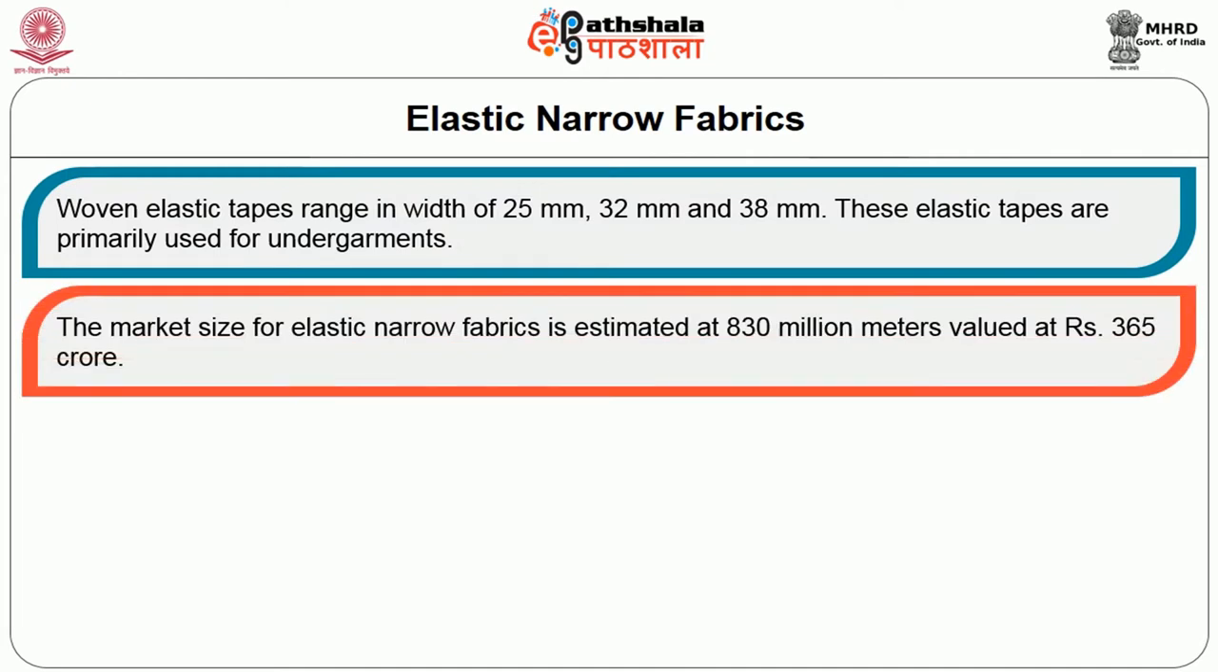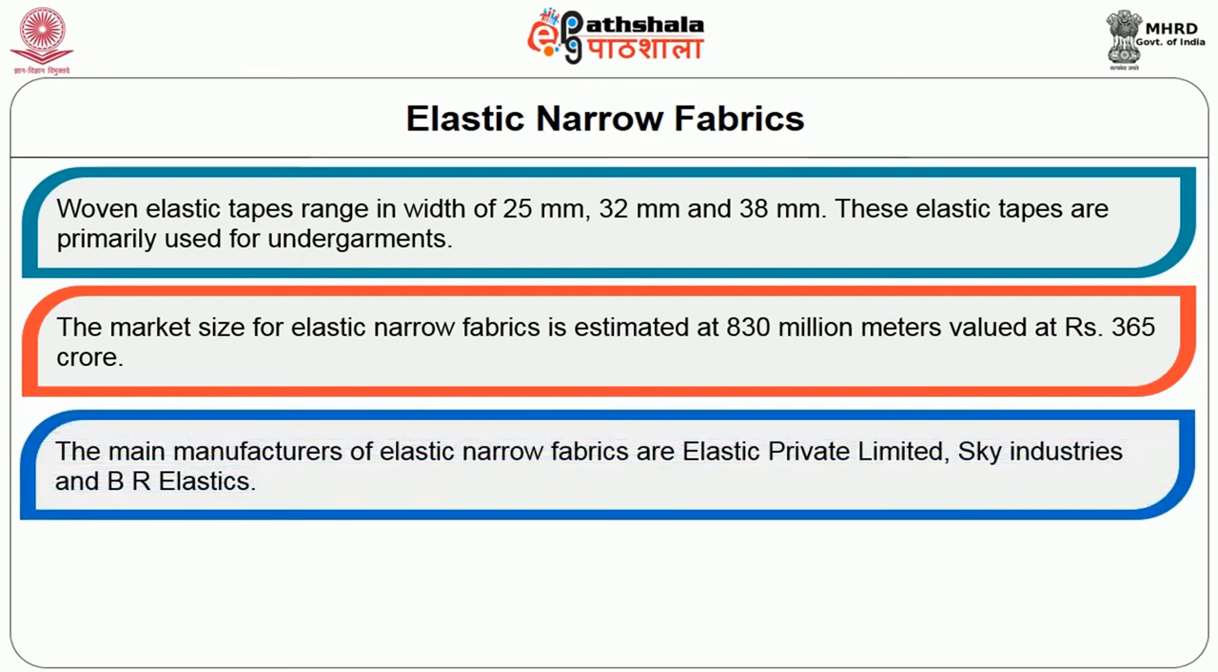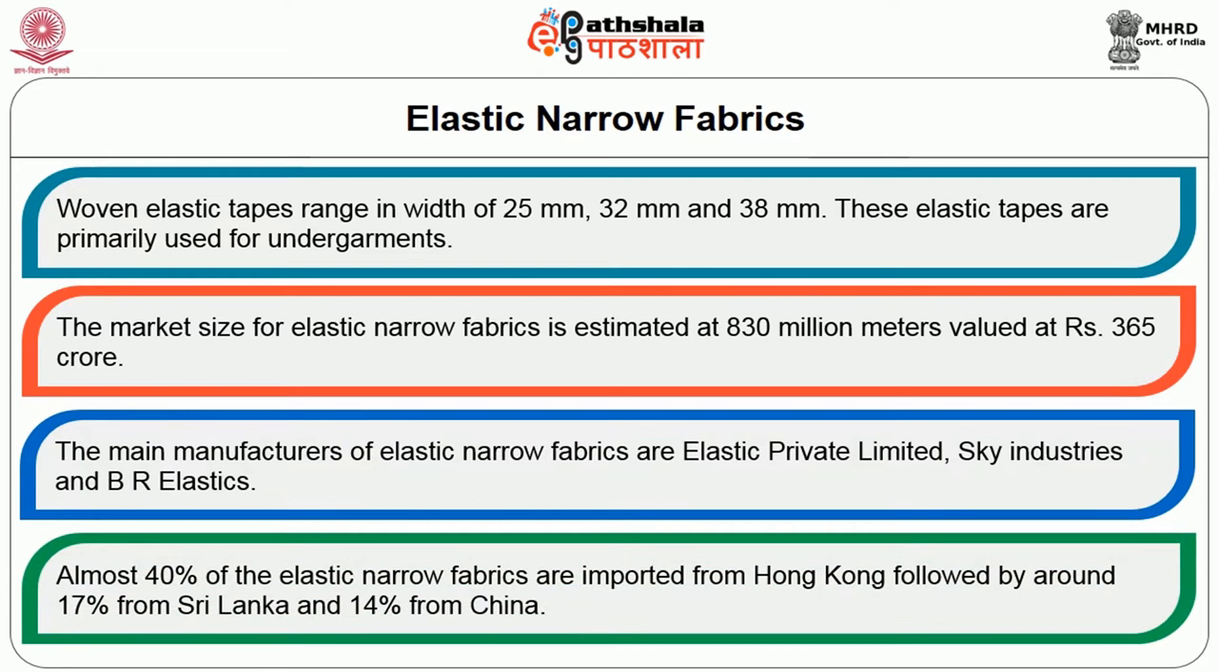The market size of elastic narrow fabrics is estimated at 830 million meters, valued at rupees 365 crores. The main manufacturers of elastic narrow fabrics are Elastic Private Limited, Sky Industry and BR Elastics. Almost 40% of elastic narrow fabrics are imported from Hong Kong, followed by 17% from Sri Lanka and 14% from China. The next aspect we will be seeing is fabric fasteners.